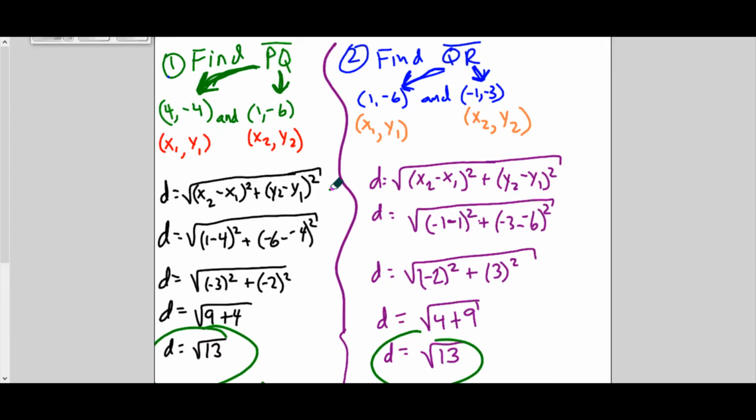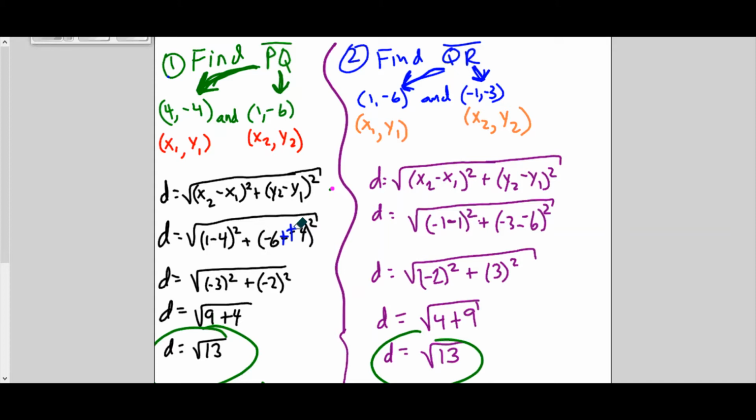The next thing that I did after I had the distance formula copied down, I just plugged in my values for x2 and x1. So that was 1 minus 4. And then I plugged in my values for y2 minus y1. So y2 was negative 6 and y1 was negative 4. Notice when you substitute in that negative 4, you have 2 negatives. Remember, 2 negatives become positive. So this would really be saying negative 6 plus 4. So just be careful with your negatives.